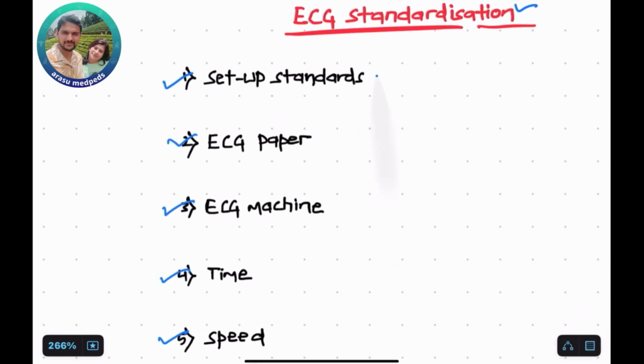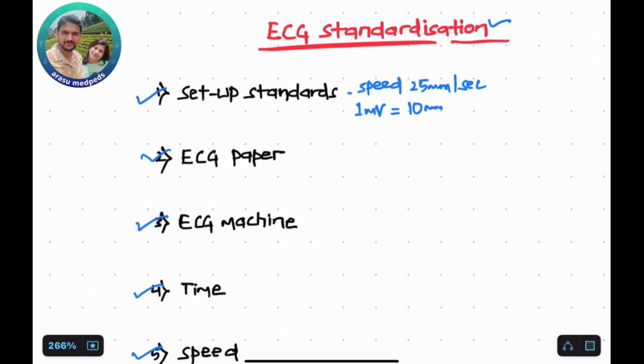If I ask you what are those standards which are already set, we know that the speed of the paper should be 25 mm per second and 1 millivolt of the signal generated at the heart should give a spike of 10 mm. This is the standardization which we all know. You might have observed it in the ECG papers. Now we will understand how we got these parameters.